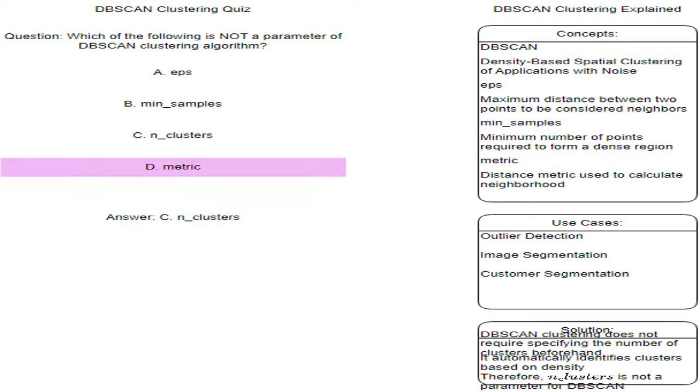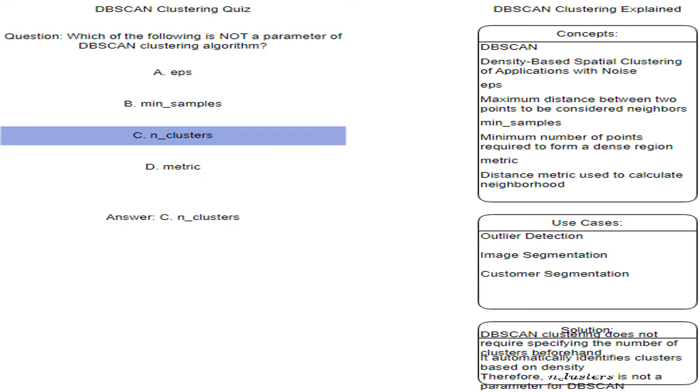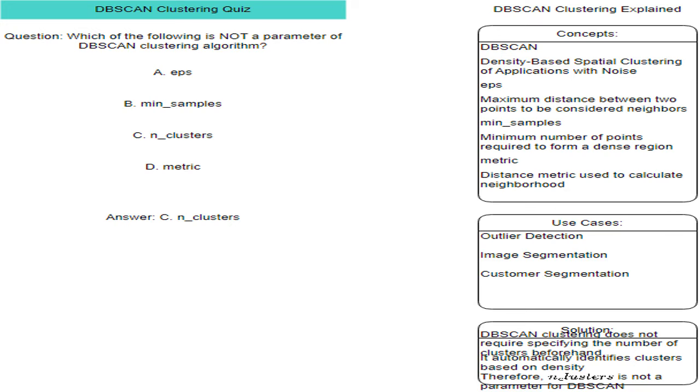True. Metric. Metric is a parameter of DBSCAN. It defines the distance metric used to calculate neighborhood. Common metrics include Euclidean distance, Manhattan distance, etc. Choosing the right metric depends on the nature of the data. False. C. N clusters.